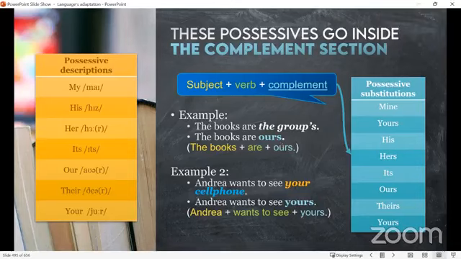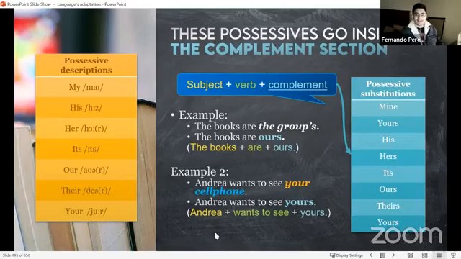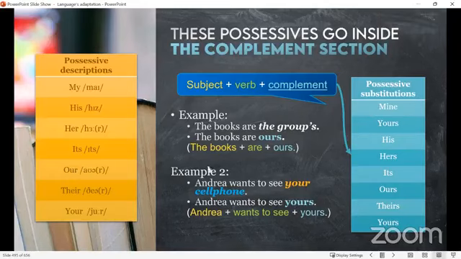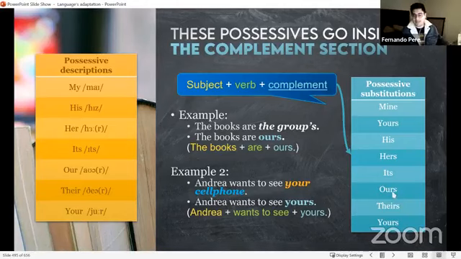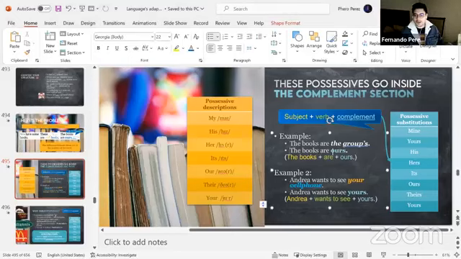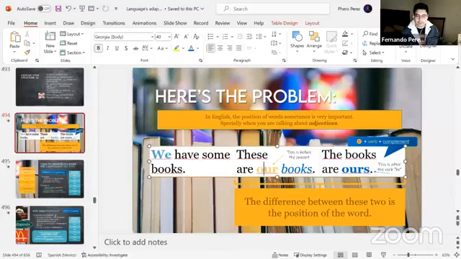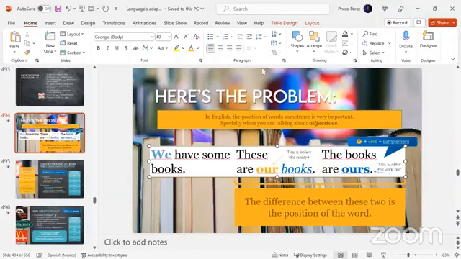Yes. In my case, I'm confused by this letter S at the end. This is because you need to make a difference between the description and the substitution. Here is our, no S. And here is ours, with S. When you use our, it is describing a noun, because this is an adjective. These are our books. Now you see?